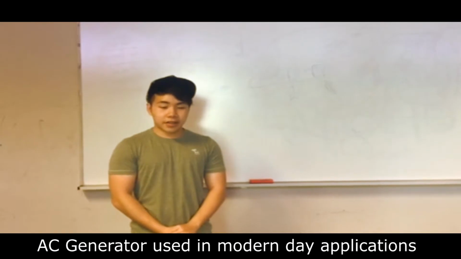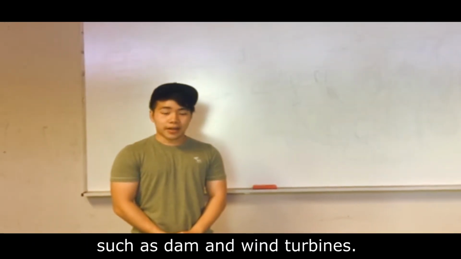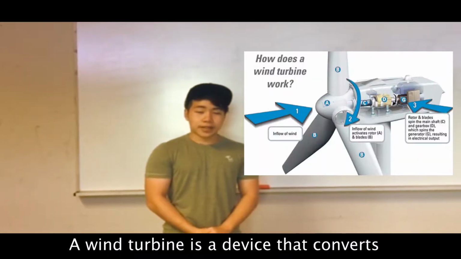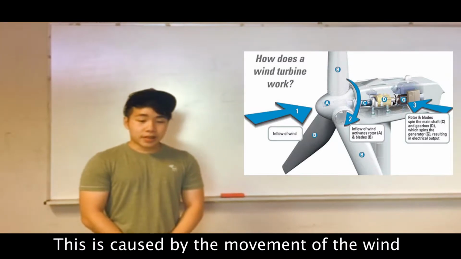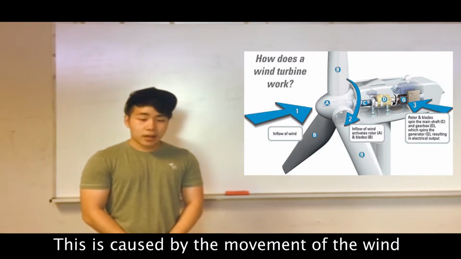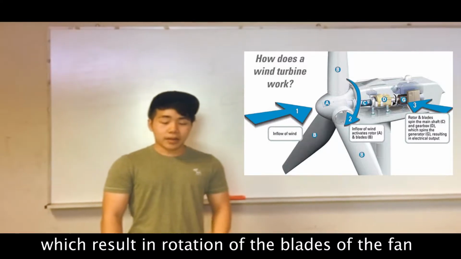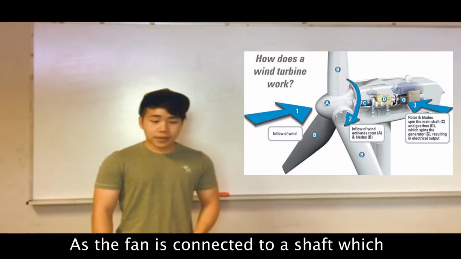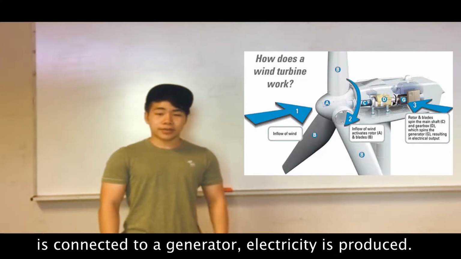An AC generator is used in modern day applications such as dams and wind turbines. The wind turbine is a device that converts kinetic energy into electrical energy. This is caused by the movement of the wind, which results in rotation of the blades of the fan. As the fan connects to the shaft, which is connected to the generator, electricity will be produced.